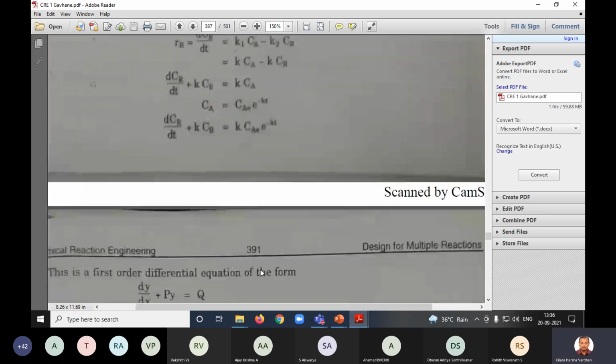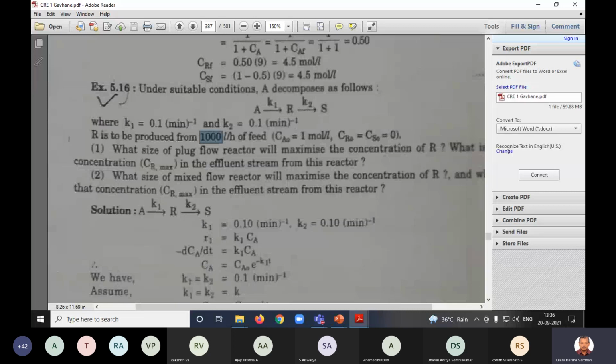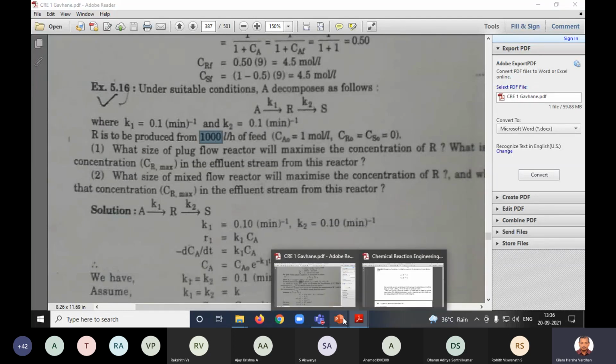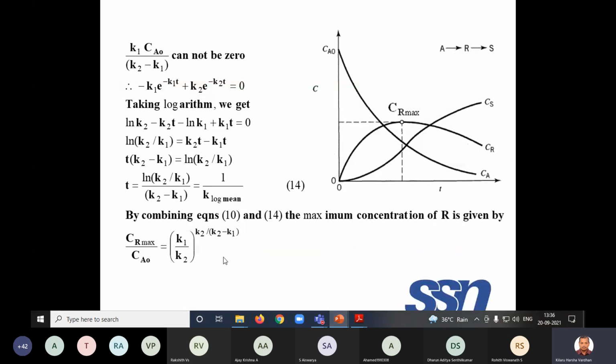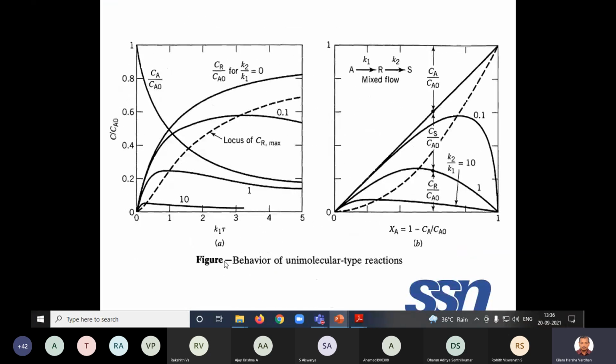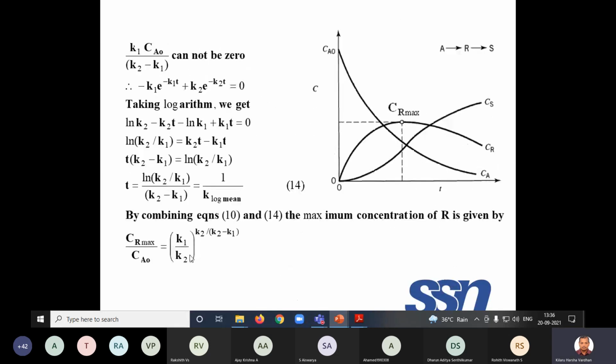He'll try to derive it and then use it. Again, this is what I'm giving you. If this problem is asked for 10 marks, and you straight away write these two equations, just 2 steps, that's all. CR max by CA0 is this. You already have K1, K2, substitute in this, calculate CR max by CA0 in MFR. This is for plug flow reactor. You get very less marks. That is what I'm telling you.